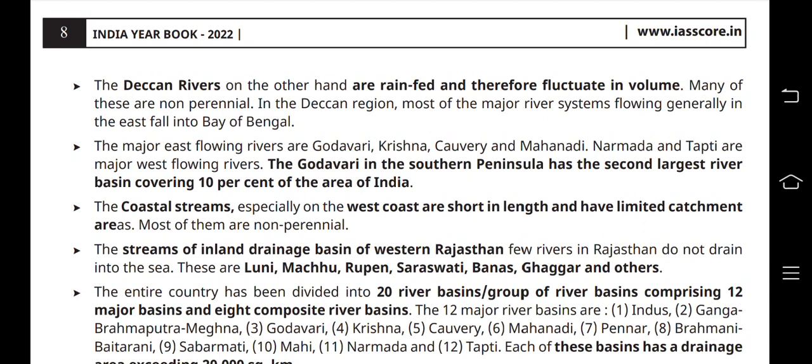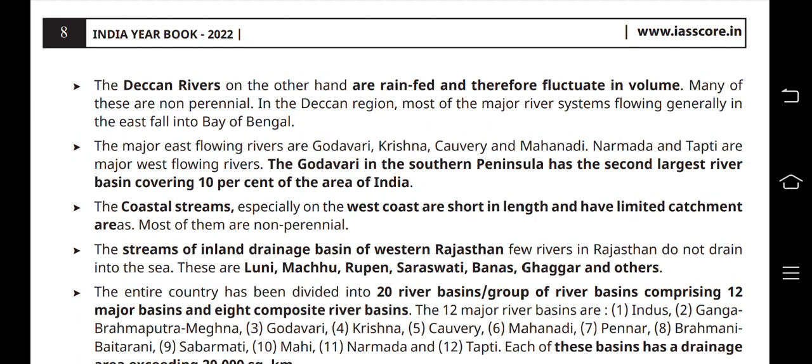The coastal streams, especially on the west coast, are short in length and have limited catchment areas. Most of them are non-perennial. A few rivers in the inland drainage basin of western Rajasthan do not drain into the sea. These are Luni, Machu, Rupen, Saraswati, Banas, Ghaggar, and others.